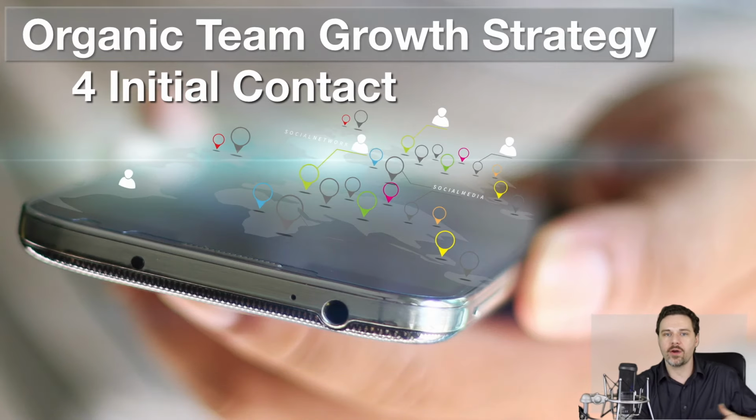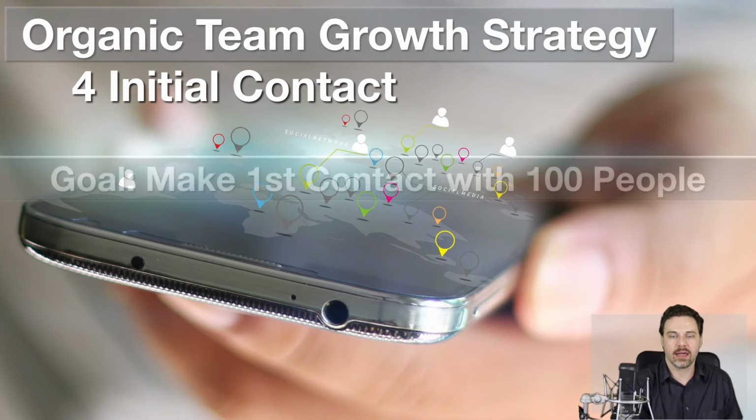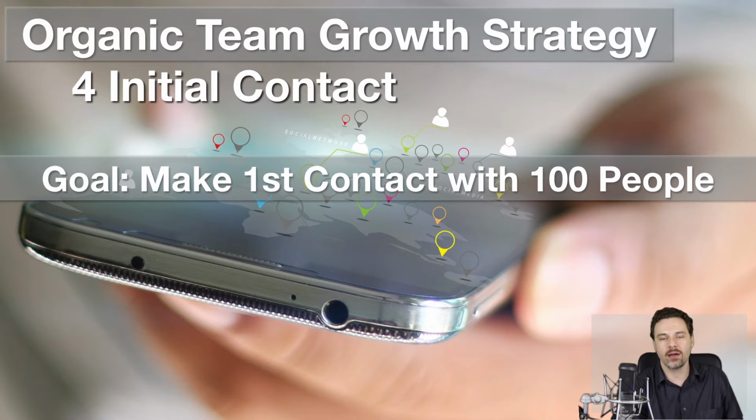Now, number 4, we want to make our initial contact, all right? In this strategy, we're not going to do it by starting out sharing content. We're going to do it by finding other people's content, all right? And this strategy says we're going to try and make initial contact with 100 people. We're going to reach out to them and make our very first contact with them today, all right? Now, it seems like a lot, but if we take 5 hours to do it, that gives us 3 minutes a person.